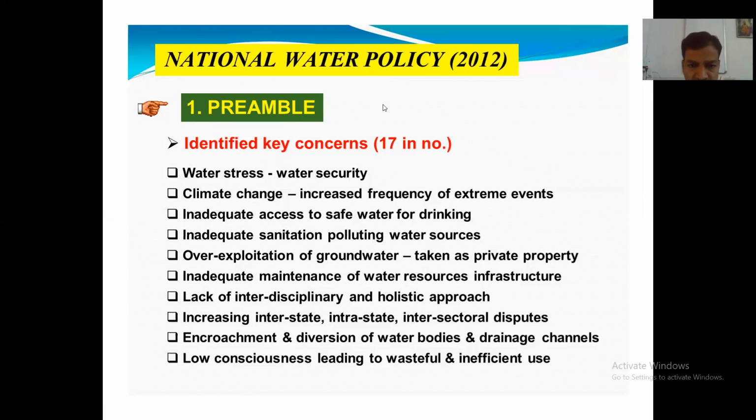In the preamble of this National Water Policy, these are the points which are considered.